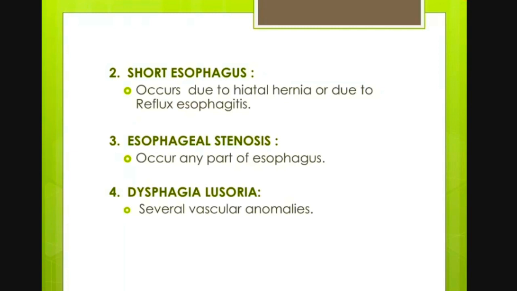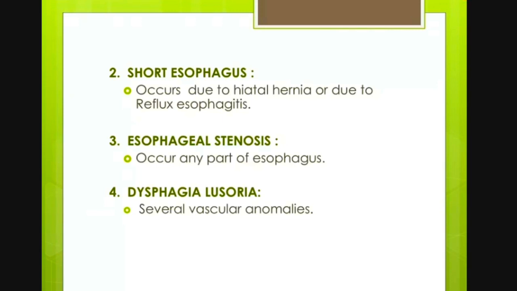Third one, sorry, is esophageal stenosis. It can occur in any part, either the cervical part of the esophagus, or the thoracic part, or the lower part of the esophagus. What we mean by dysphagia disorder is that there is a normal esophagus, but it is compressed by anomalies, either a double aortic arch or an abnormal insertion of the subclavian artery.